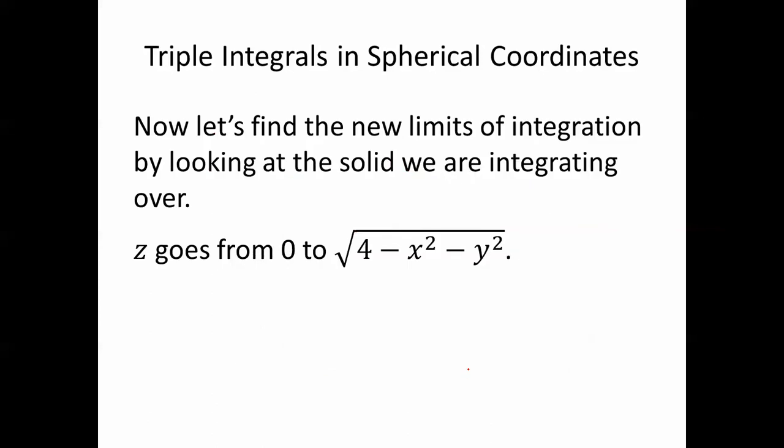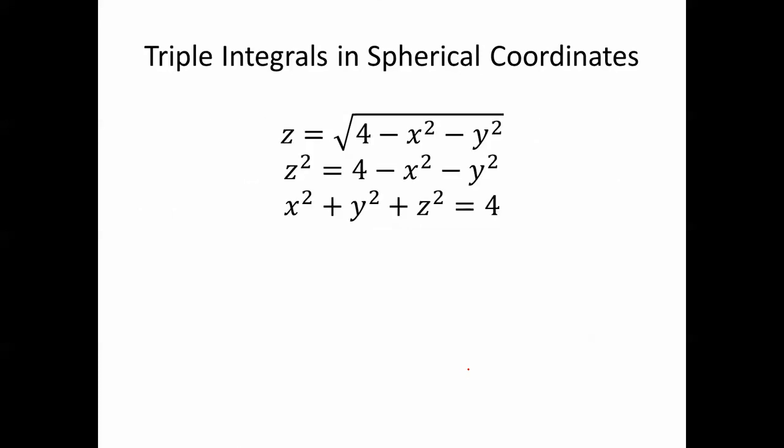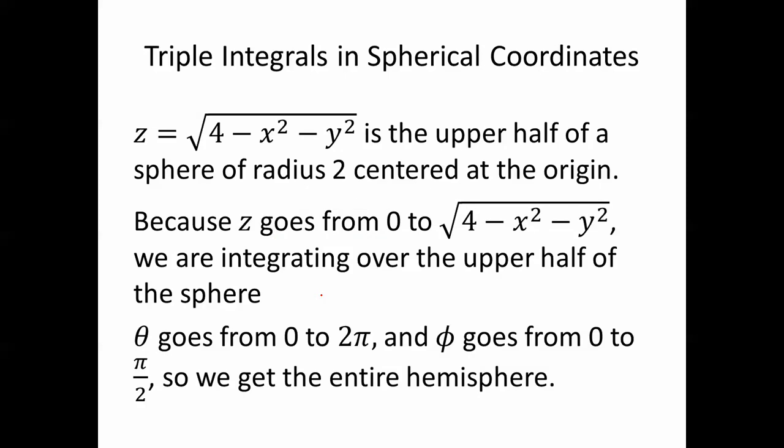Now let's find the new limits of integration by looking at the solid we're integrating over. Z goes from 0 to the square root of 4 minus x squared minus y squared. Well, what is this solid? Z equals the square root of 4 minus x squared minus y squared. Z squared equals 4 minus x squared minus y squared when we square both sides. Oh, that's just x squared plus y squared plus z squared equals 4. We know what that is. That's a sphere of radius 2. Thus, z equals the square root of 4 minus x squared minus y squared is the upper half of a sphere of radius 2 centered at the origin. Z equals negative square root, that would have been the lower half.